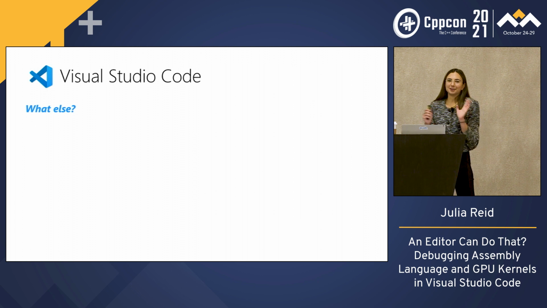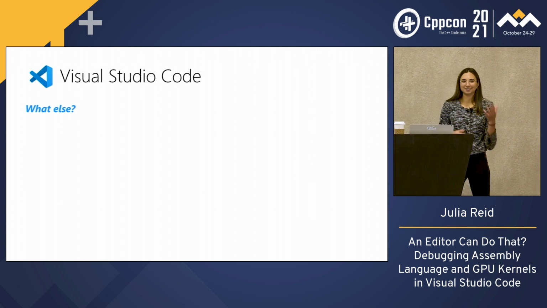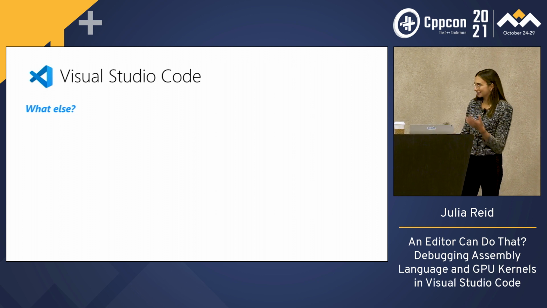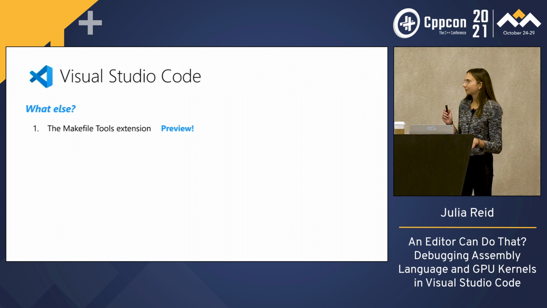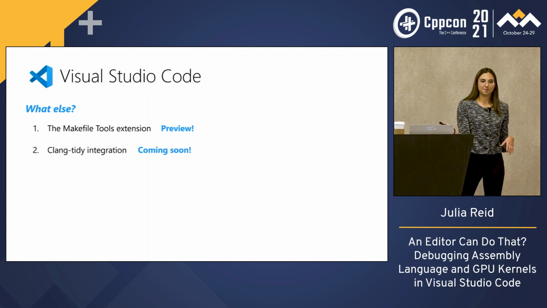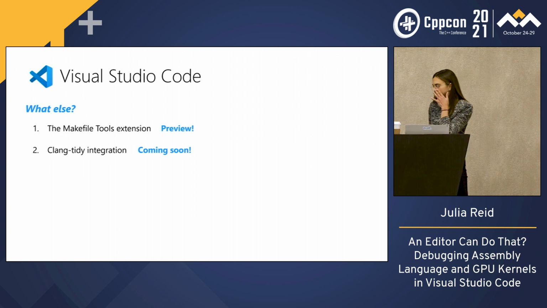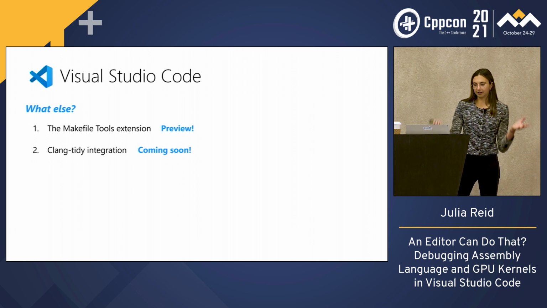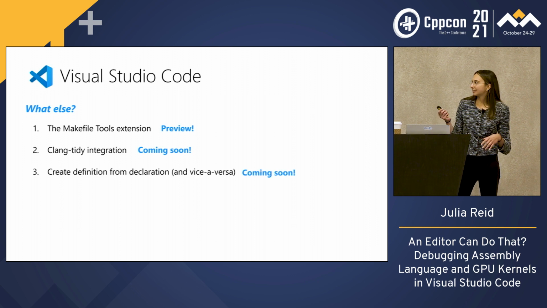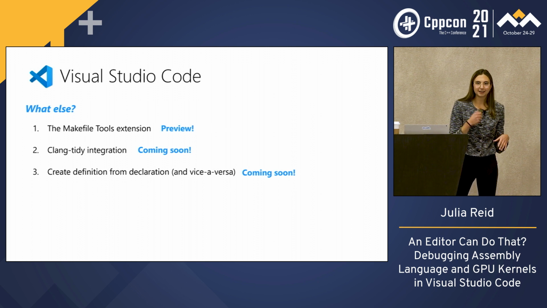Okay, I showed you a lot of demos and new information today, but we also have some other new things in VS Code that I'll touch on briefly. So the first is the Makefile Tools extension. I already talked about this, so I won't spend much more time here. And then we have a few things that are coming soon. So the first is Clang Tidy integration, so you'll be able to see the results of Clang Tidy checks in your editor. And the second one is the ability to create definitions from declarations and vice versa.